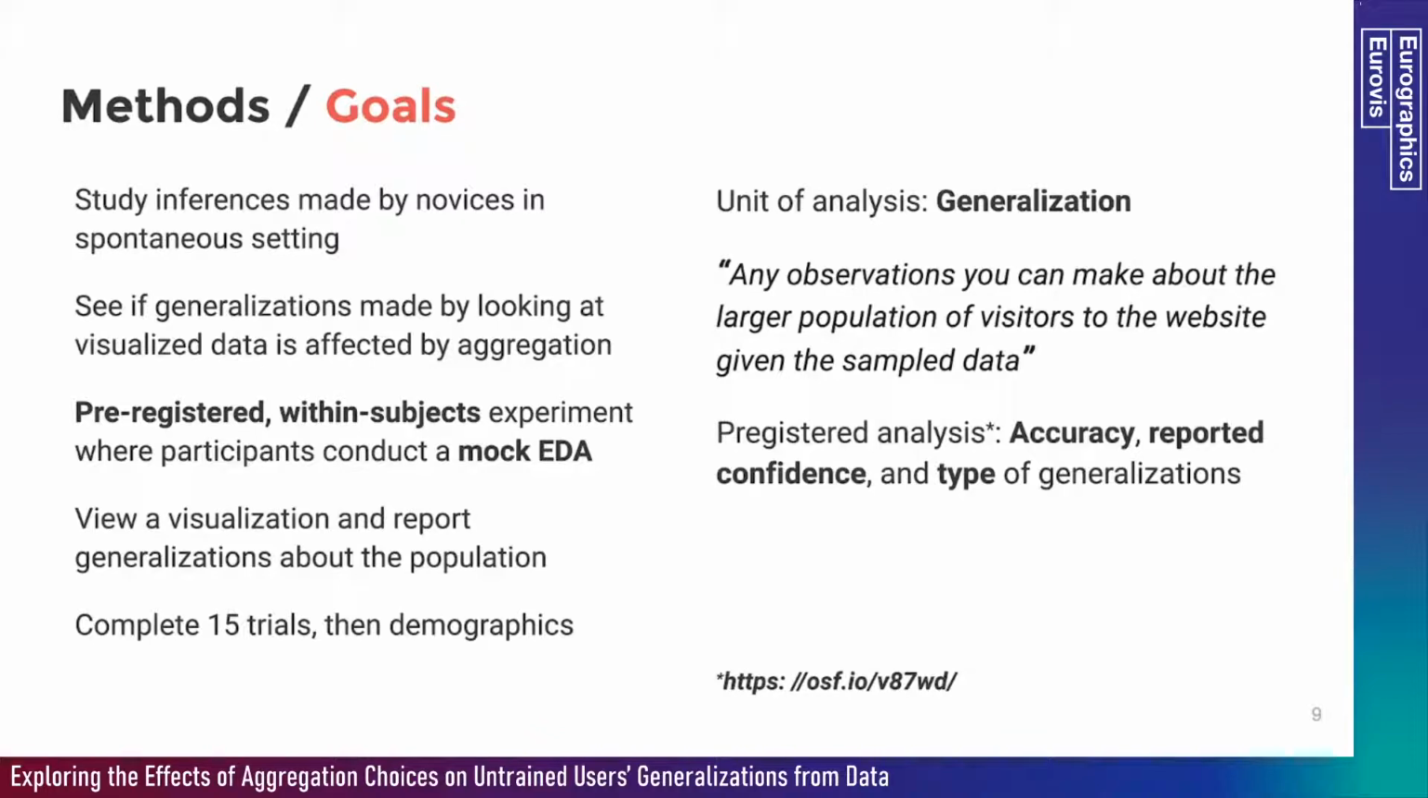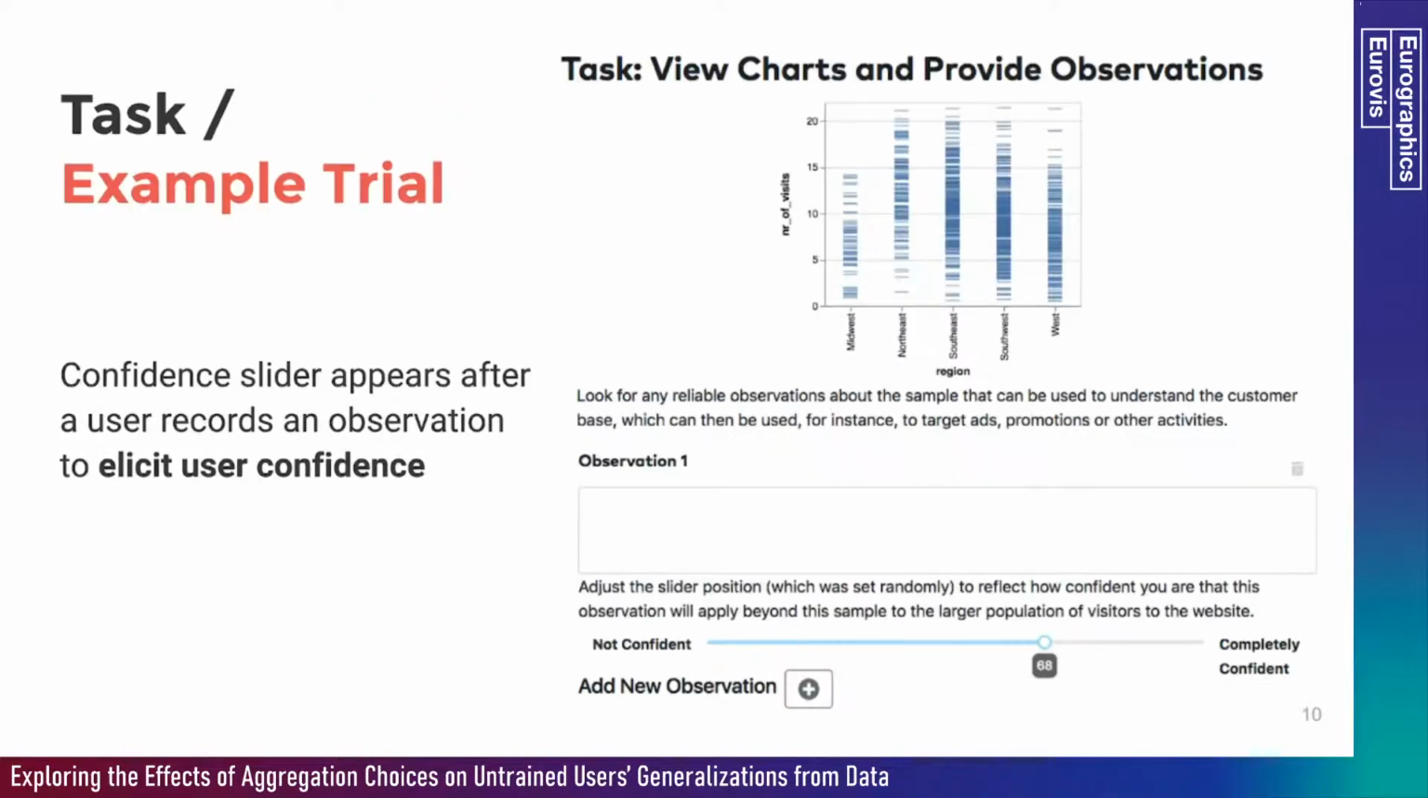We designed a study in which study participants, who were novices to visual analysis, look at visualizations of a fictitious online shopping purchase dataset and reported any generalizations they thought they could make about the population from which the data was sampled. We gathered all recorded observations and conducted a pre-registered analysis for accuracy, reported confidence, and the types of generalizations reported. In total, participants viewed 15 visualizations and gave their generalizations on them.